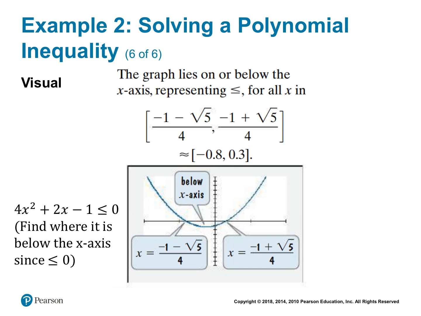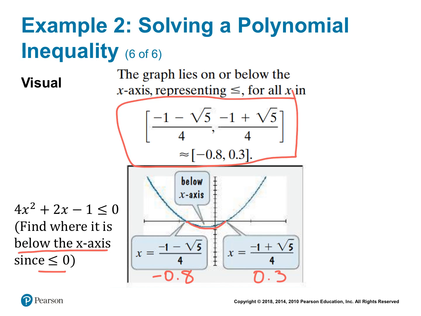And here is our visual. This time we're finding where it's below the x-axis since we were looking for less than or equal to 0. So here's our solution set. So they put the radical form, that was the negative 0.8, and this was the 0.3. And you can see they put brackets. That is the interval where it would be true.